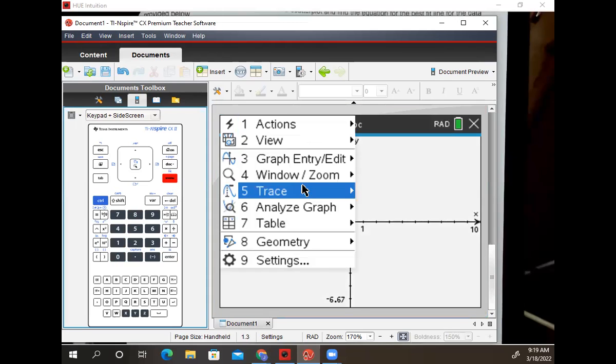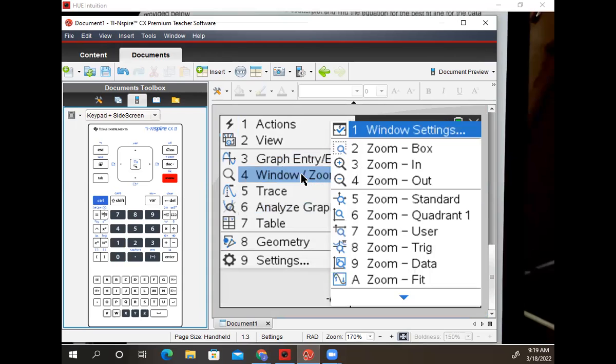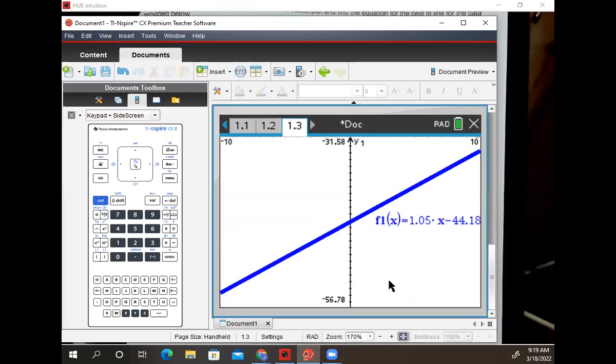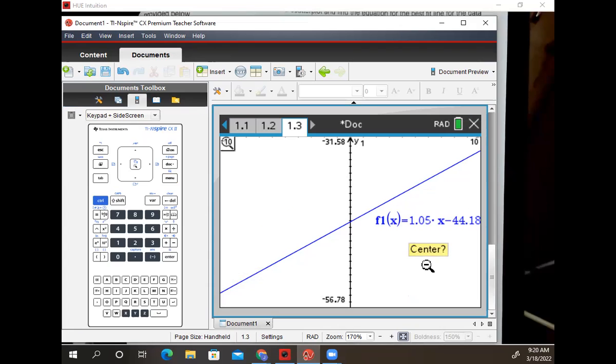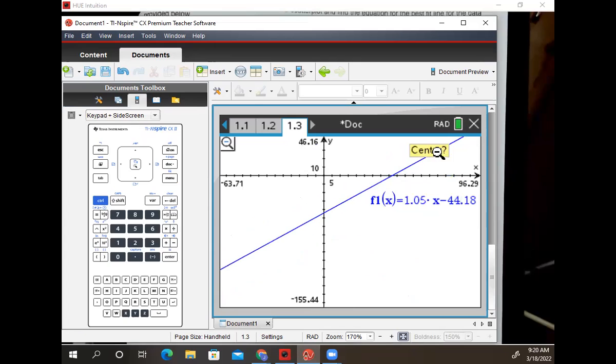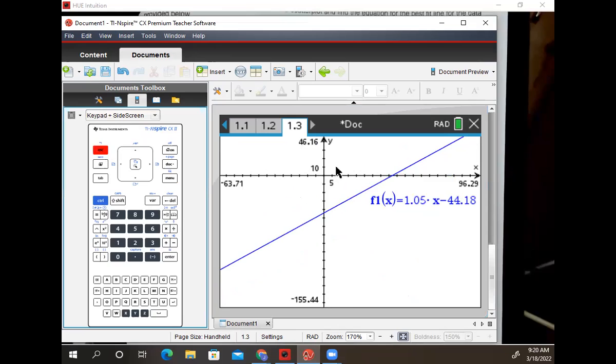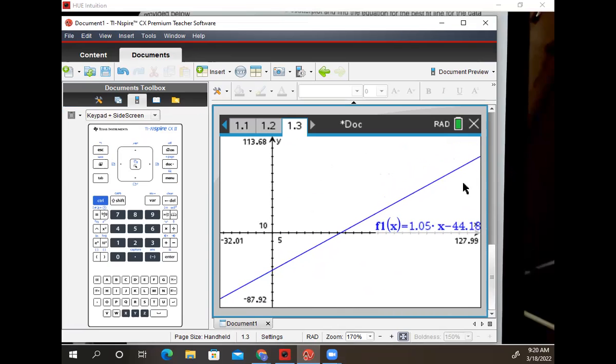Good. So I'm going to go to menu and then window zoom. I like Zoom Fit as a start because it scales things for me. The downside here is that, since it's a line, I've hopped way up to where I can see the y-intercept. I can't see the x-axis at this point. I don't need to know the x-intercept, so that's okay. But if you don't like this picture, you can zoom out a little bit. There we go. And then maybe move this around if we want to, but that's my model, that's my linear function.